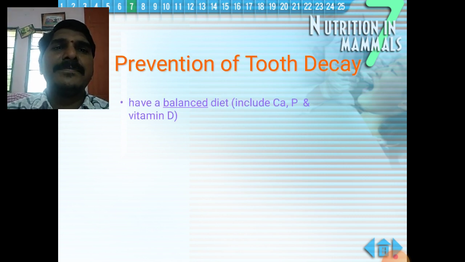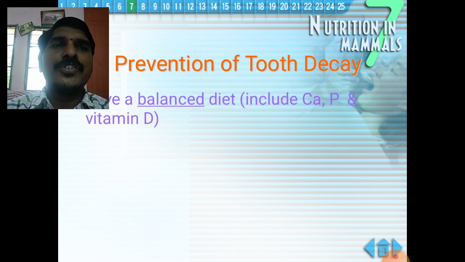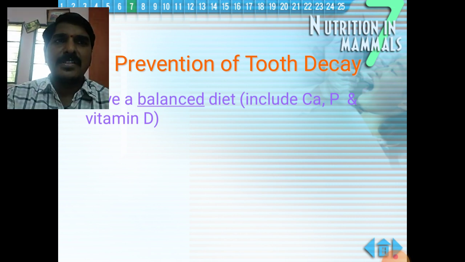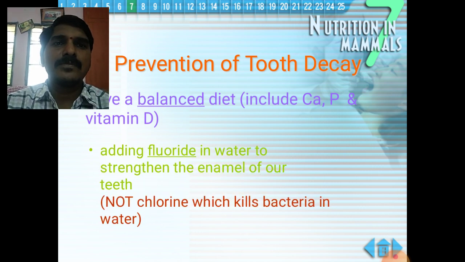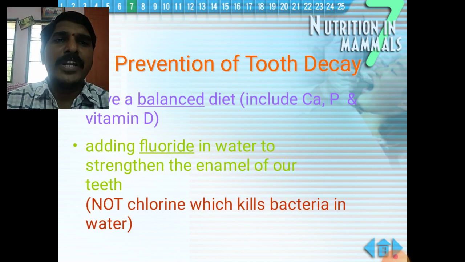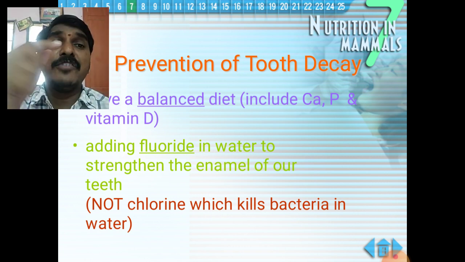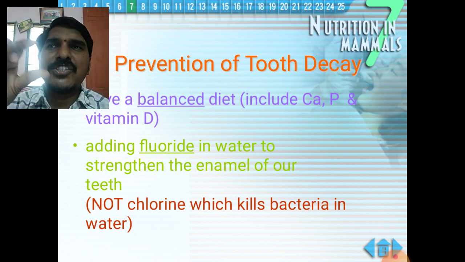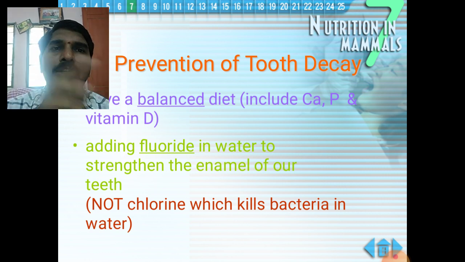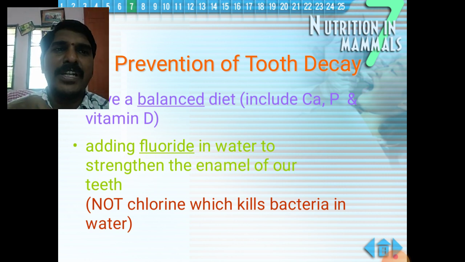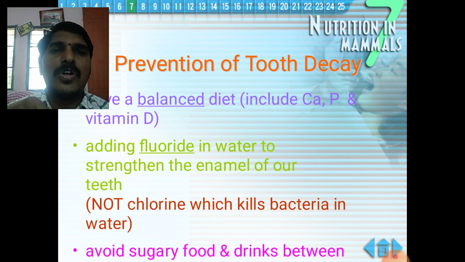So how can tooth decay be prevented? You should have a balanced diet, that is calcium, phosphorus and vitamin D. Adding fluoride in water strengthens the enamel of our teeth, not chlorine which kills bacteria in water. That's why the toothpaste which we use contains fluorine. Avoid sugary food and drinks between meals.